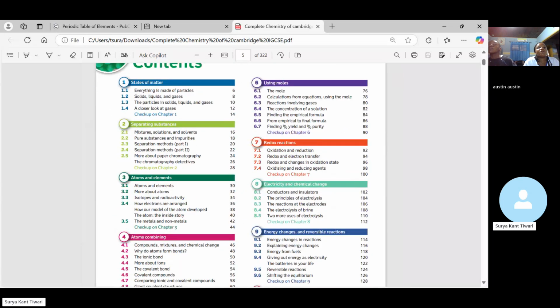States of matter. Have you studied states of matter? Yes, sir. What do you study in states of matter? There are three states of matter. Actually, there are more than three, but the main ones are three. Solid.